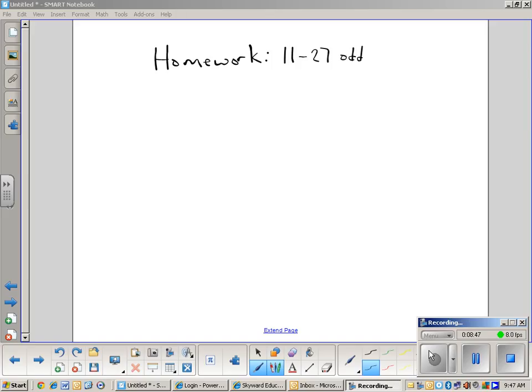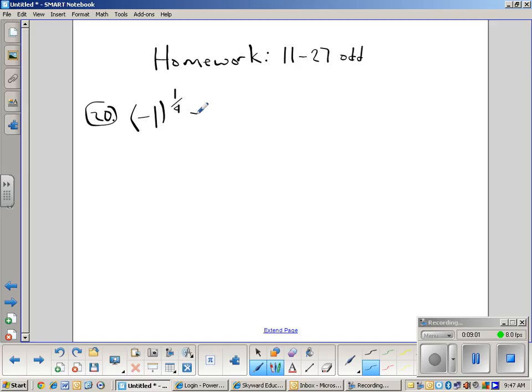There's one example, number 20, that is a little different. I have written -1 to the 1/4, which is -1 plus 0i to the 1/4. Can someone read the directions to number 20? It says find the product of solutions, express in rectangular form.